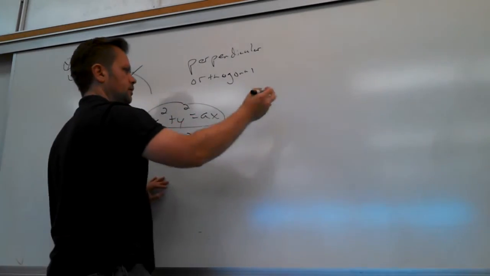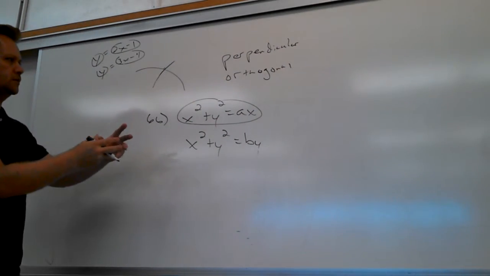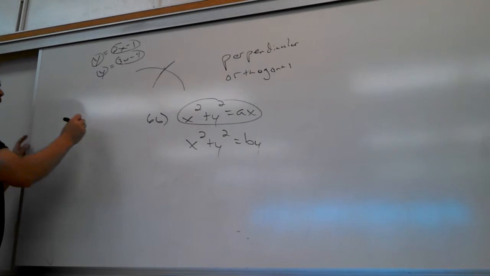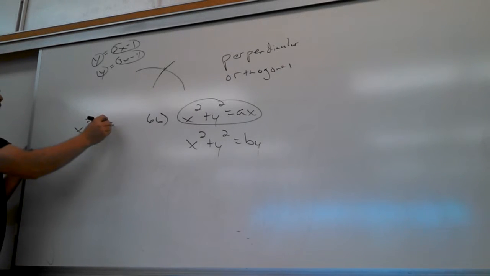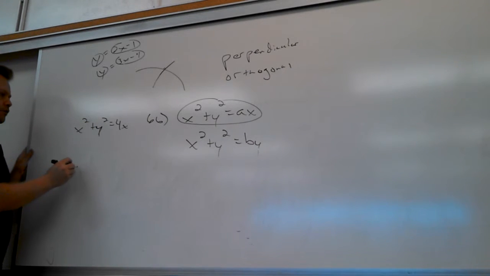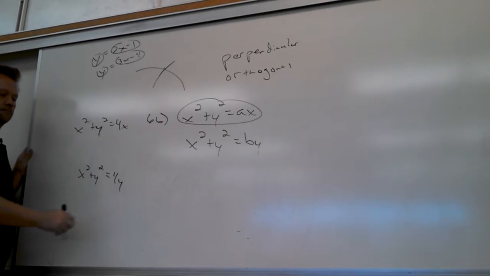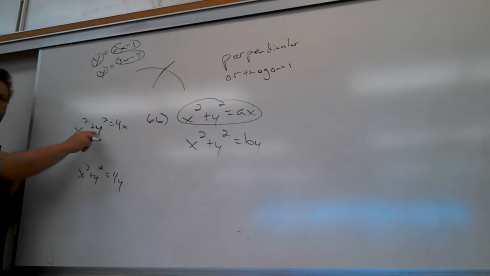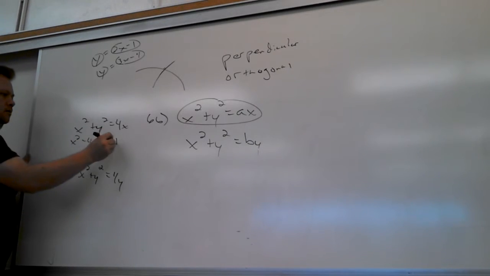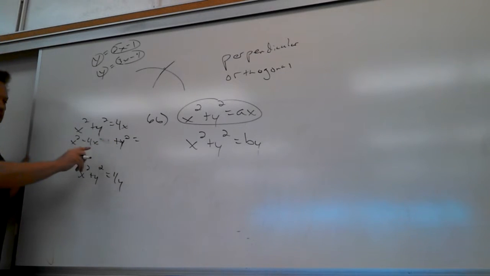And you might even want to give yourself some specific examples, like if it was x squared plus y squared equals 4x. And if it was x squared plus y squared equals 4y, let's just make it like that. What would this be, if I move the 4x over? Just working with this equation. You guys with me? And if I complete this square, what would I put here?